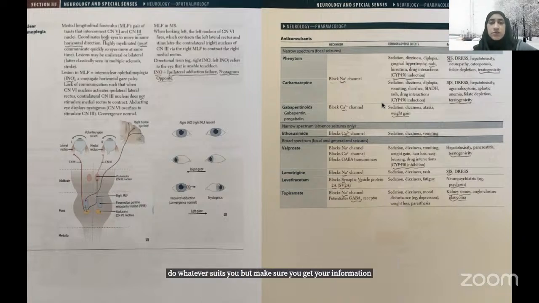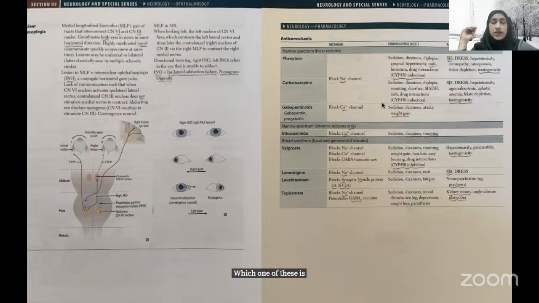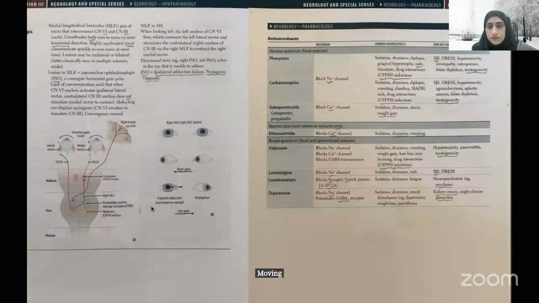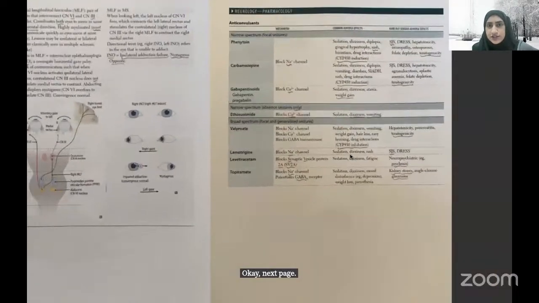For example, if someone was to ask you, what's a calcium channel blocker? What does it do? Which one of these is used for absence seizures? It should click to you immediately. Moving forward, okay, next page. Where is it?